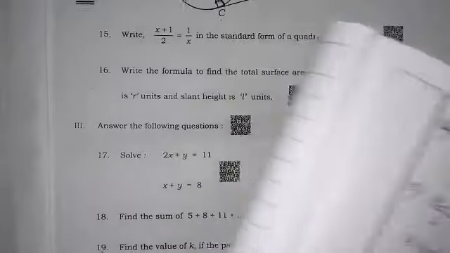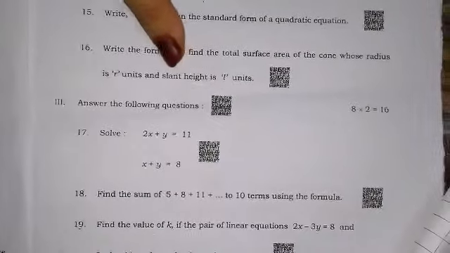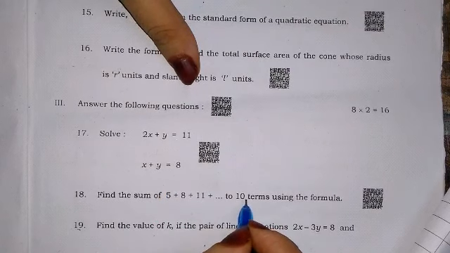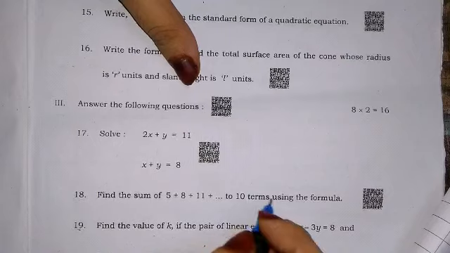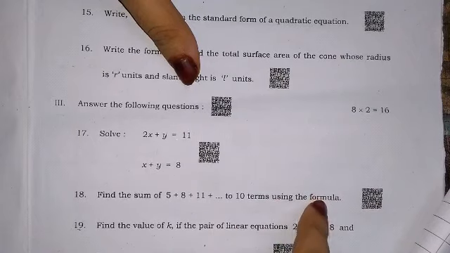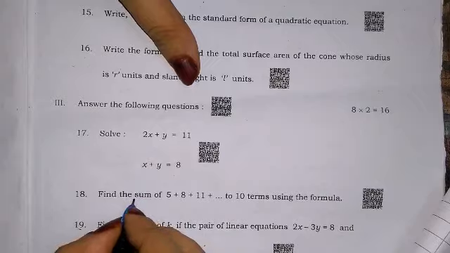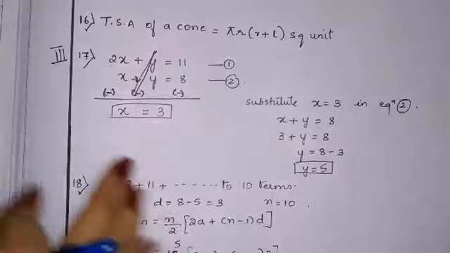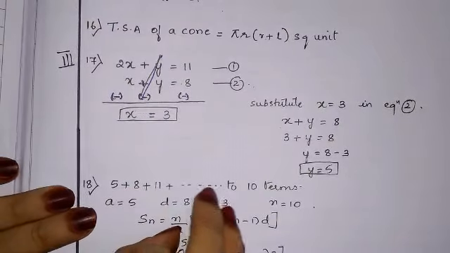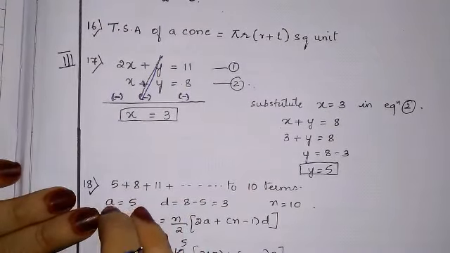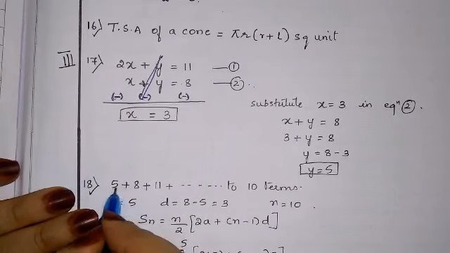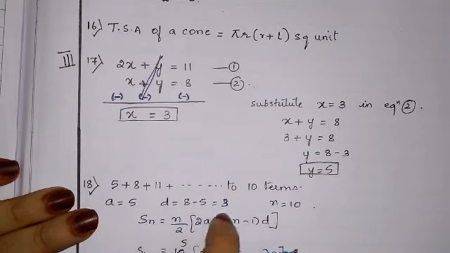Next question number 18. Find the sum of 5, 8, 11 to 10 terms. That means we need to find the sum of 10 terms using formula. Sum formula Sn. Sum they have told. First term is always a. a is equals to 5. d is equals to second term minus first term. 8 minus 5. We got 3.